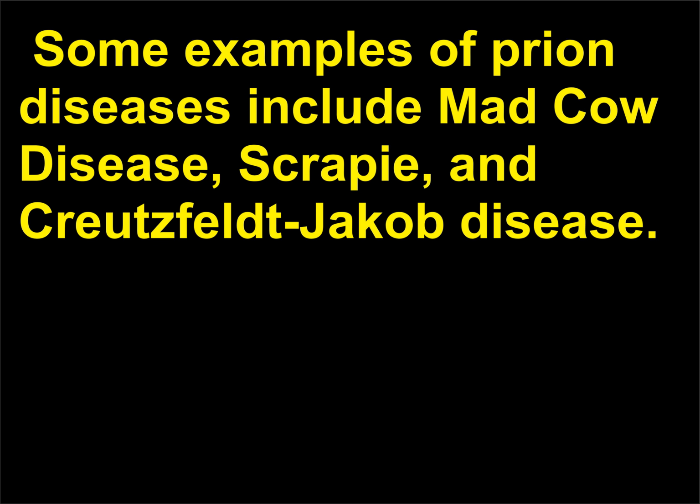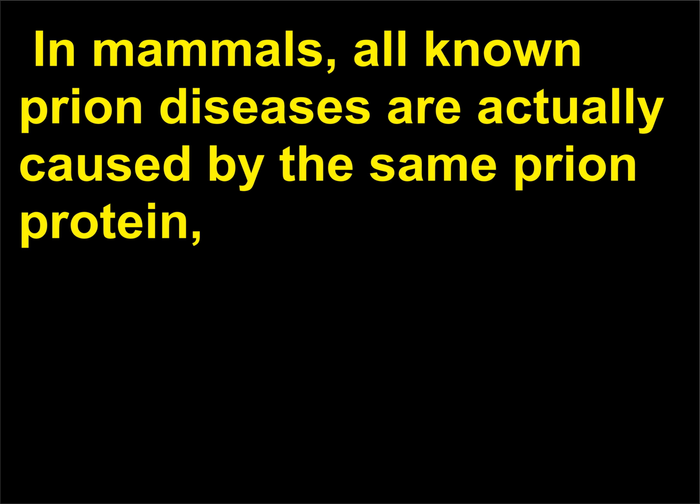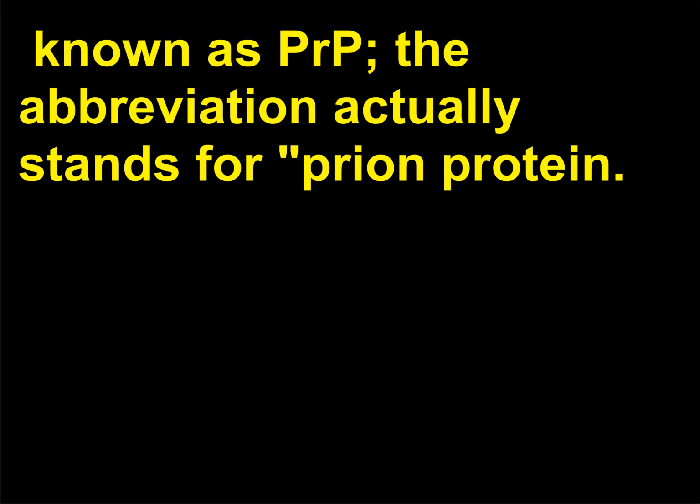Some examples of prion diseases include mad cow disease, scrapie, and Creutzfeldt-Jakob disease. In mammals, all known prion diseases are actually caused by the same prion protein. Known as PrP, the abbreviation actually stands for prion protein.